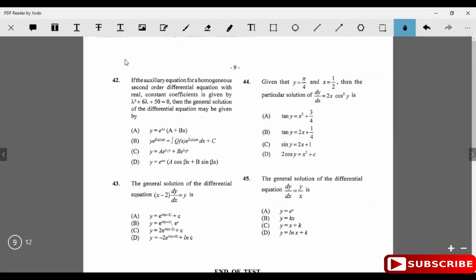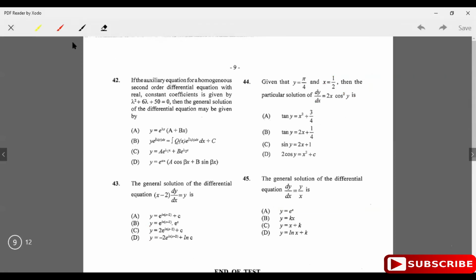All right, question 42. We've done this a couple of times. It says if the auxiliary equation for the homogeneous second order differential equation with real constant coefficients is given by lambda squared plus 6 lambda plus 50, then what is the general solution of the differential equation? We did this already. What's the answer?